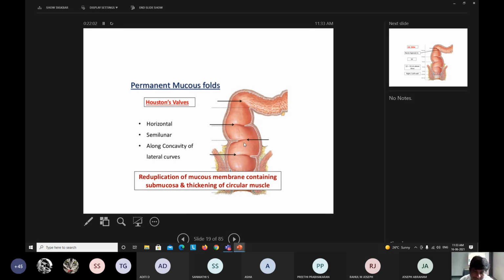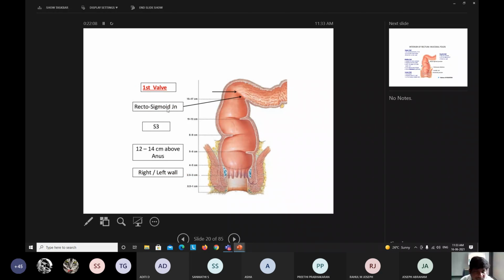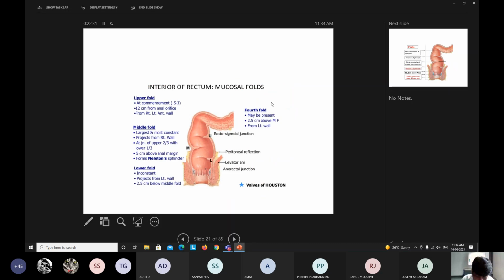They form these Houston walls. The first wall is present at the rectosigmoid junction, opposite the S3 level. It is 12 to 14 centimeters above the anal canal, and it is present on the right and left wall. The second one: there are upper, middle and lower three Houston walls.